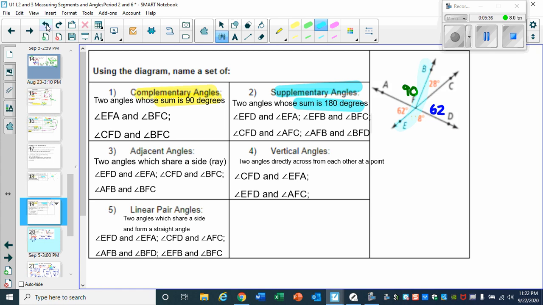You also have CFD, and this one, AFC, is the sum of AFB plus BFC. That's AFC. So 90, 28, that's 118. 118 plus 62, 180. And then the last one, AFB and BFD, 90 and 90, 180.